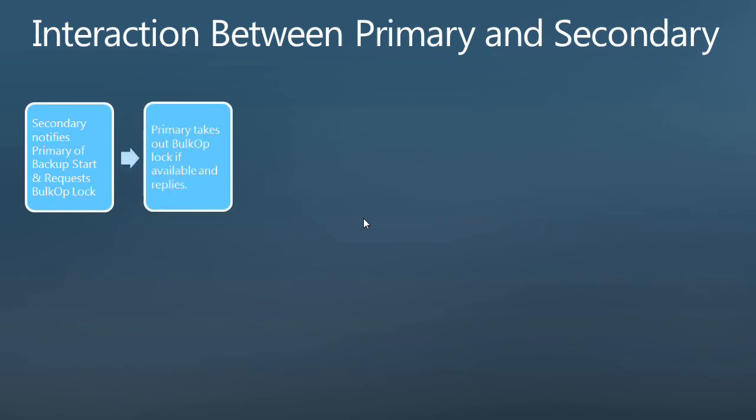Presuming that the primary is able to get the bulk op lock, that nobody else is already backing up that database, the primary will take out that lock on behalf of the secondary and reply to the secondary, you're good to go, start your backup. The secondary will then do the backup locally, so all the processing in this stage is done on the secondary. It's going to copy data out of the transaction log or the database, if that's what you're backing up, and output it to the backup media, which is local or wherever you happen to put your backup media. During this phase, for backup purposes, there's no interaction with the primary.